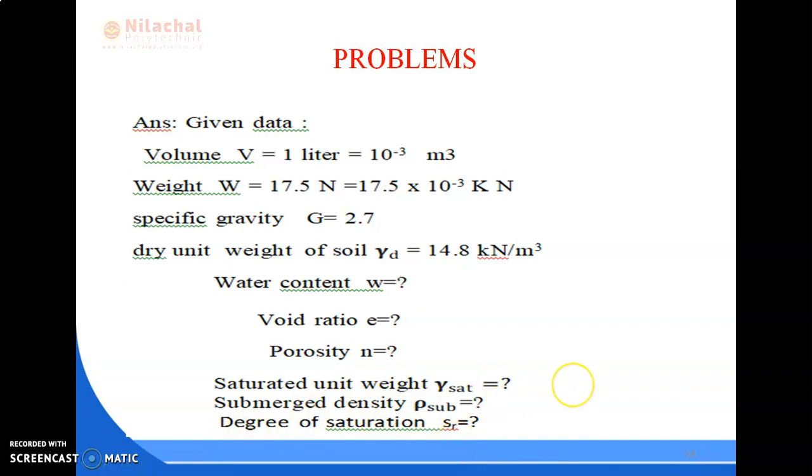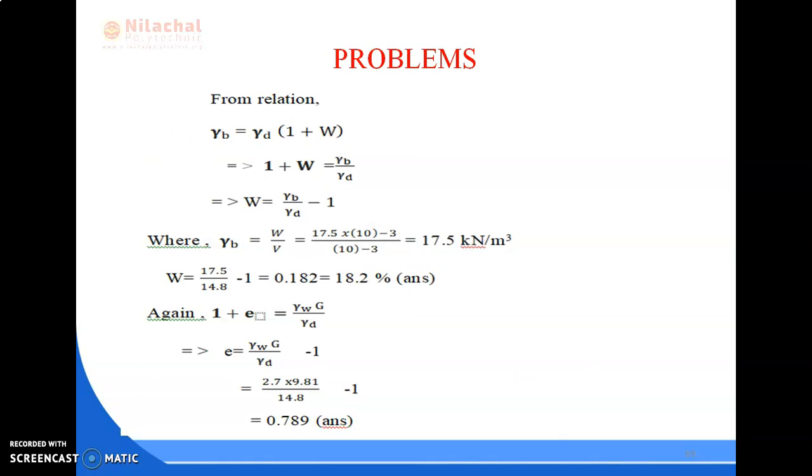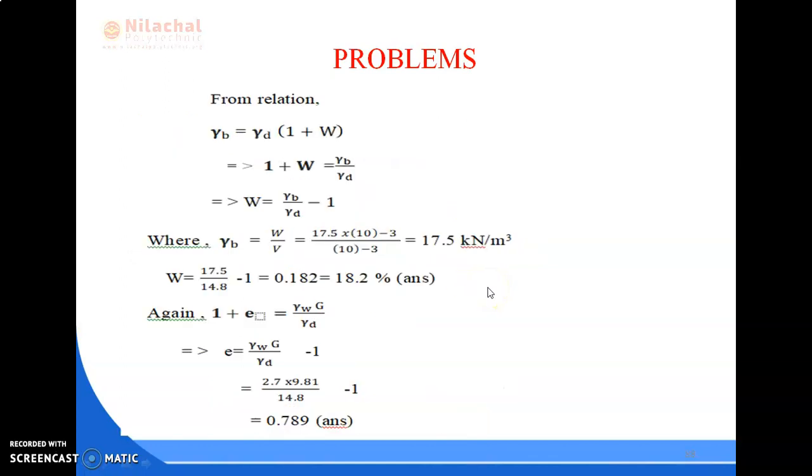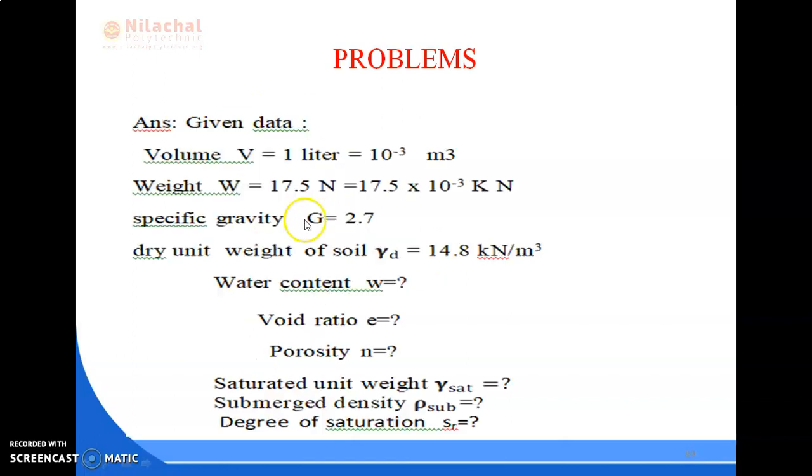So let us see. First, everything we have to find out from the interrelationship. So we know this relation: gamma B equal to gamma D into (1 plus w). Again 1 plus w equal to gamma B by gamma D, or implies w equal to gamma B by gamma D minus 1. Here gamma D, dry unit weight, is given, but gamma B is not given. So first we have to find out the gamma B. After that we can calculate it.